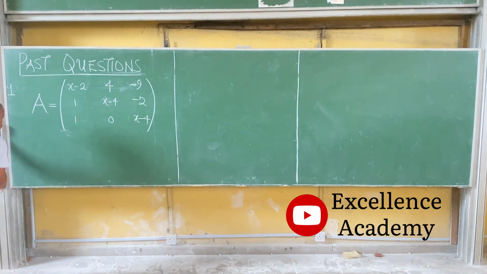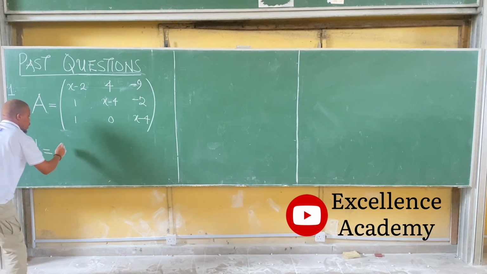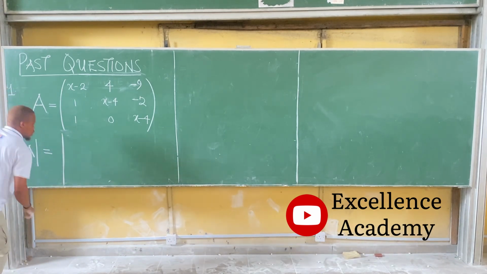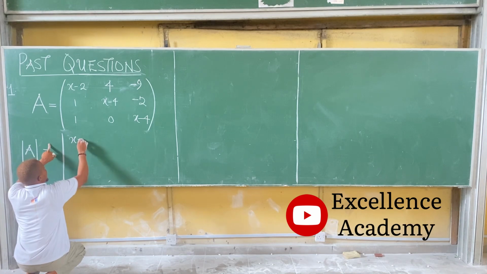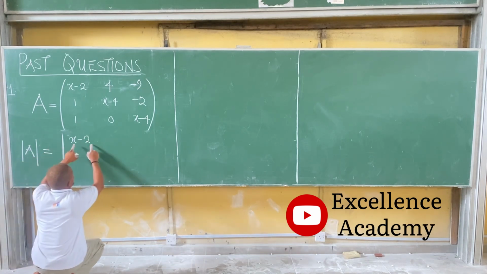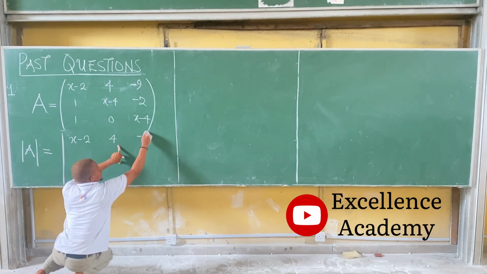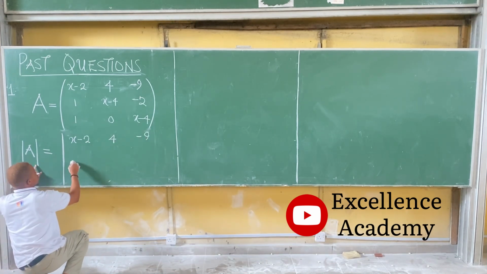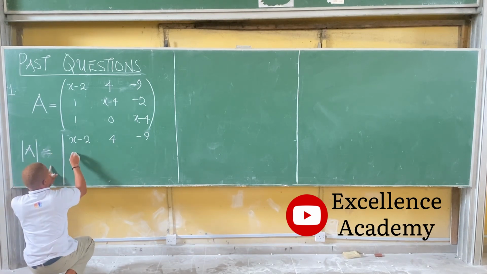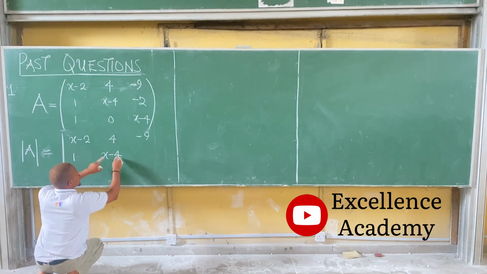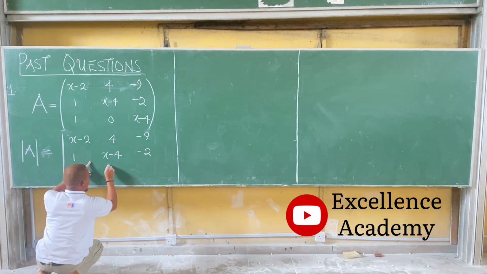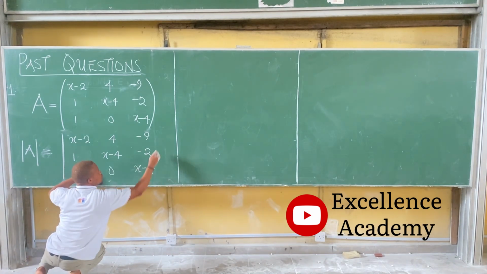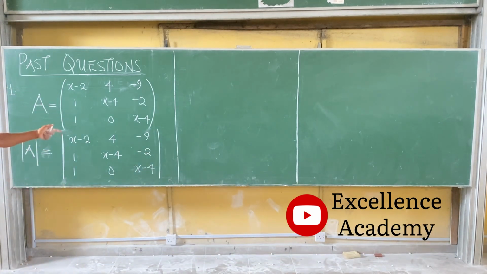So solution, the determinant of A is written as, for this I'm using a straight line to differentiate it from the original matrix. For the first row I'm having x minus 2, 4, and minus 9. For the second row, I'm having 1, x minus 4, and minus 2. The next one I'm having is 1, 0, and x minus 4. Alright, so let's get the determinant for that.